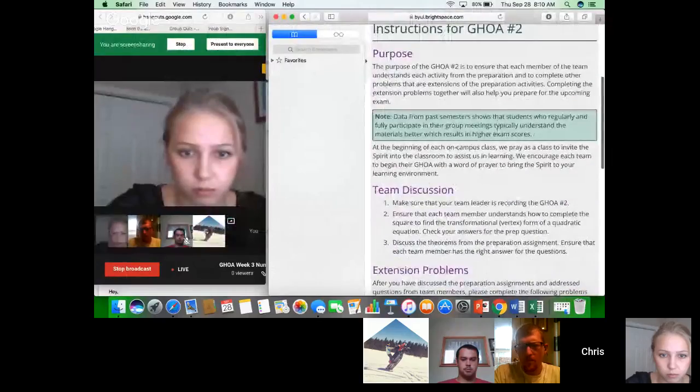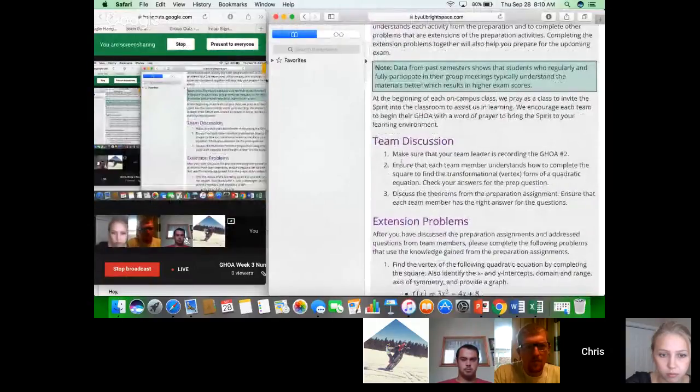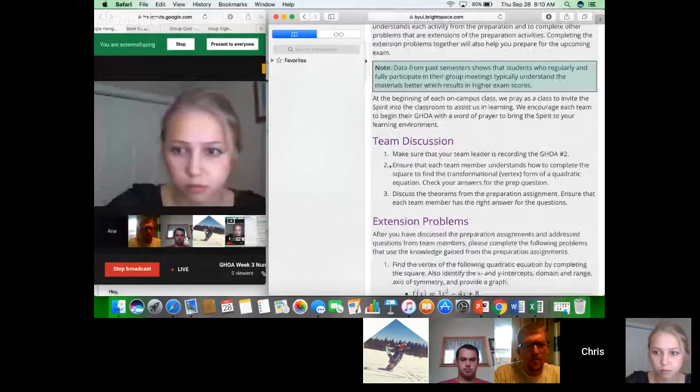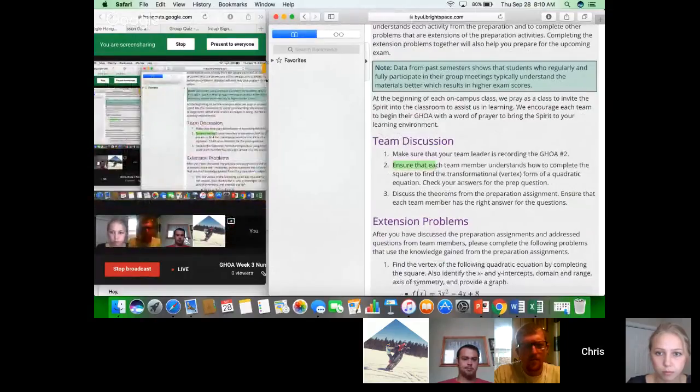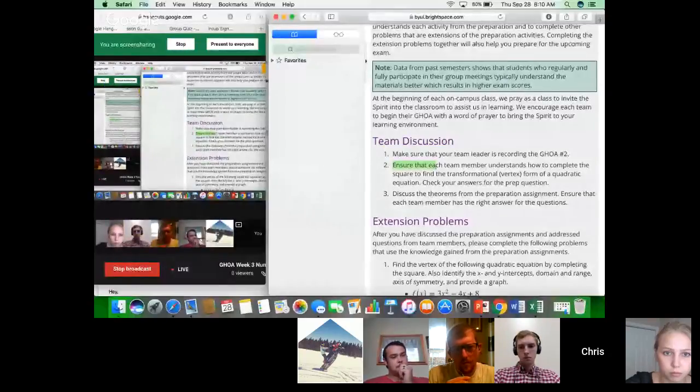So it says here, number 2, ensure that each team member understands how to complete the square to find the transformational vertex, the vertex form of a quadratic equation, and check your answers to their prep questions, and discuss the theorems from the preparation assignment. Ensure that each team member has the right answer for the questions. Okay, I'll pull up a Word document.